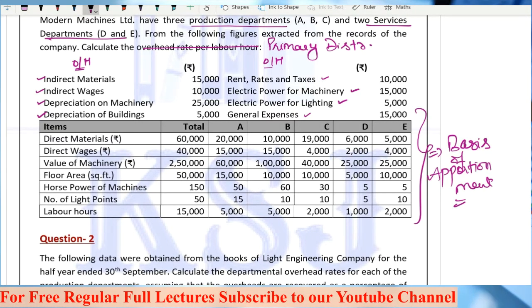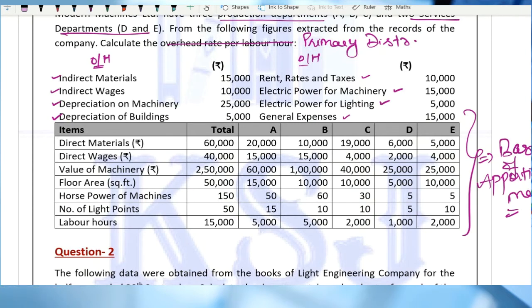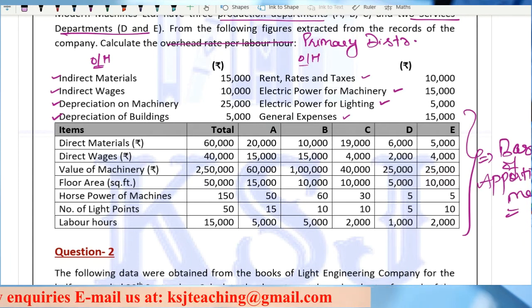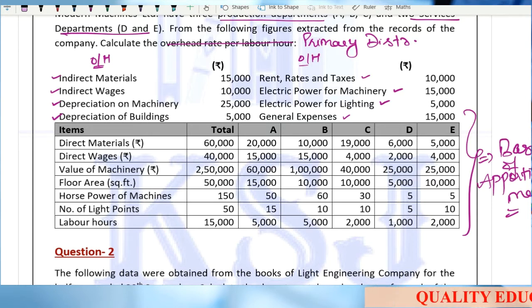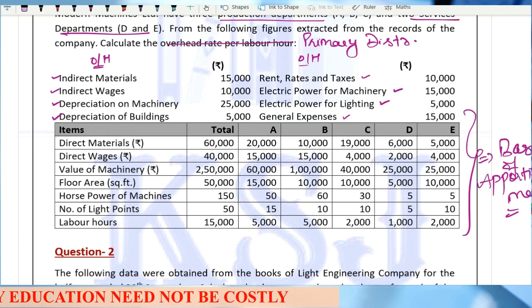So if direct material in the various departments is given, that is, what is direct material cost in department A, B, C, D and E. Similarly, direct wages. Similarly, the value of machinery installed in department A, B, C, D and E. What is the floor area in square feet for department A, B, C and D? All these will serve as the basis of apportionment. Two parts are there. One is the overheads given to you. The second is the basis on which we are going to distribute those overheads, right? The upper part is the overheads that are given to you. The lower part is the bases, the various figures given to you.